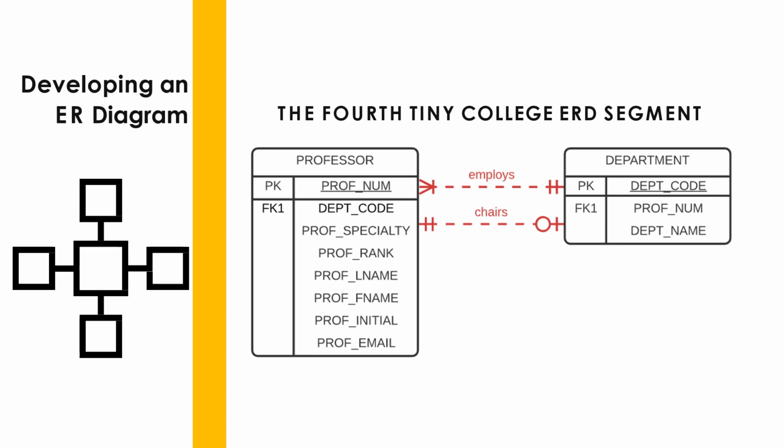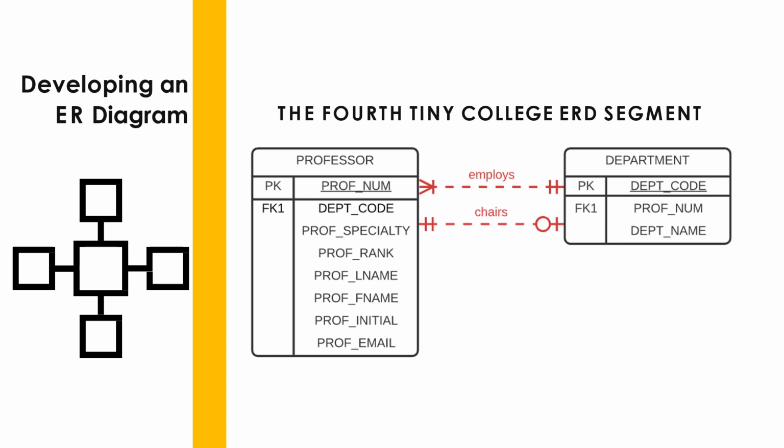We can also have multiple relationships between two entities, just like in this example. The two entities are professor and department, and the first relationship between them is employment. So a department can employ many professors, but a certain professor can only be employed by one department. So it's not allowed to be included in two different departments.